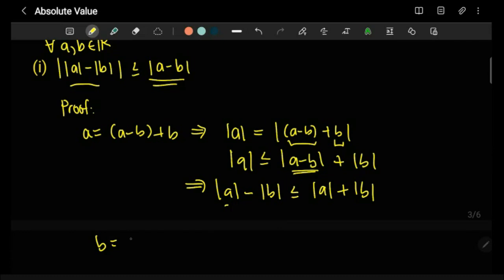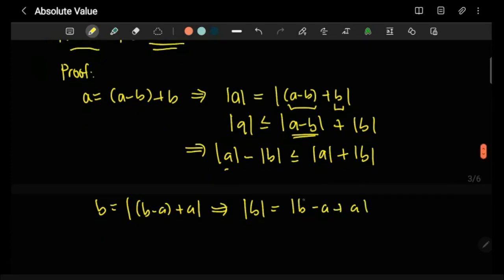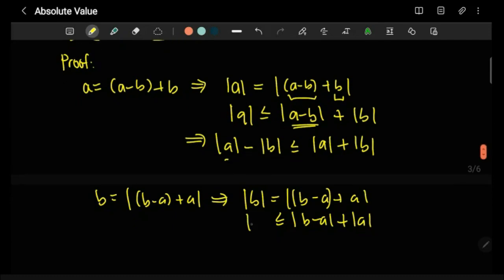So, kailangan ipakita natin yung isa pa. Okay. B is the same as, kamukha nung ginawa natin kanina, B minus A plus A. So, if we get the absolute value, that's equal to the absolute value of B minus A plus A. So, again, we're grouping B minus A. Ayan. So, this is less than or equal to the absolute value of B minus A plus the absolute value of A. Similarly, you can transpose A and you'll end up with absolute value of B minus absolute value of A to be less than or equal to absolute value of B minus A.